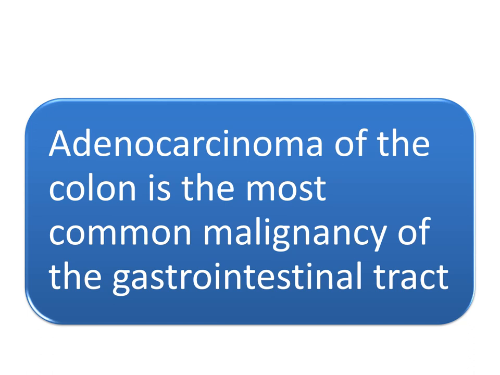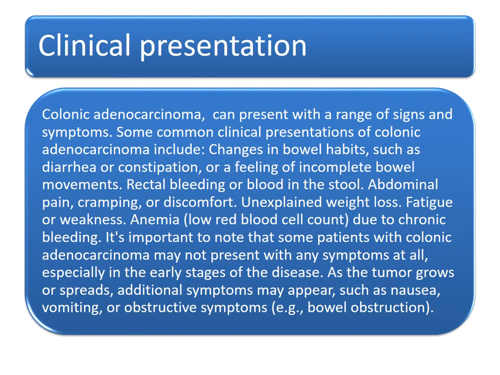Adenocarcinoma may present in the form of a polyp, an ulcer, or a fungating mass. The clinical presentation of colonic adenocarcinoma includes a range of signs and symptoms. There may be a change in bowel habits, diarrhea or constipation, a feeling of incomplete bowel movements, rectal bleeding or blood in the stool, abdominal pain, cramping, and discomfort. The most important sign and symptom of a carcinoma is weight loss.